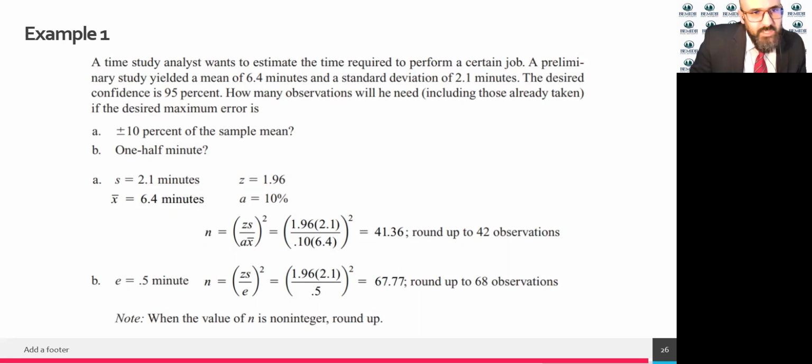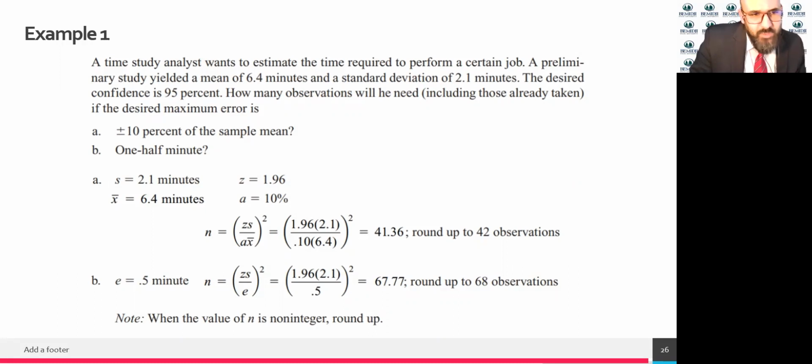So a time study analyst wants to estimate the time required to perform a certain job. A preliminary study yields a mean of 6.4. So that's the mean, that's his X bar. And a standard deviation of 2.1. So that would be the standard deviation. The confidence level would be 95%. How many observations will he need if the desired maximum error is plus or minus 10%, or if it is 1/2 minute?